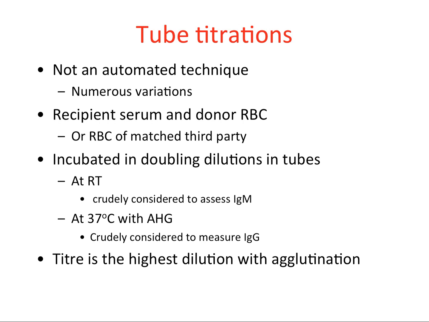So tube titrations is the classical method, and it's really not an automated technique, and there are a number of variations, but in essence you match recipient serum with donor red cells, or with red cells of a third party of the same blood group. You incubate in doubling dilutions in the tubes at room temperature, which is crudely considered to assess IgM isohemagglutinins, and then at 37 degrees with an anti-human globulin, like a Coombs test, and that's crudely considered to measure IgG. And the titer is the highest dilution where there's still agglutination, and that's measured manually. So you can see that there's likely to be some error.